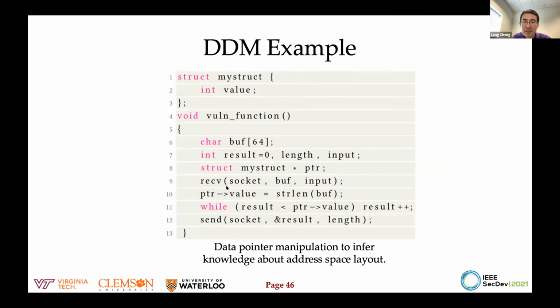By manipulating the value of this PTR so that it points to different areas in the memory space, it's possible the attacker can observe the memory content in different areas to infer knowledge about the address space layout. So attackers can exploit this vulnerability to bypass the address space layout randomization scheme.